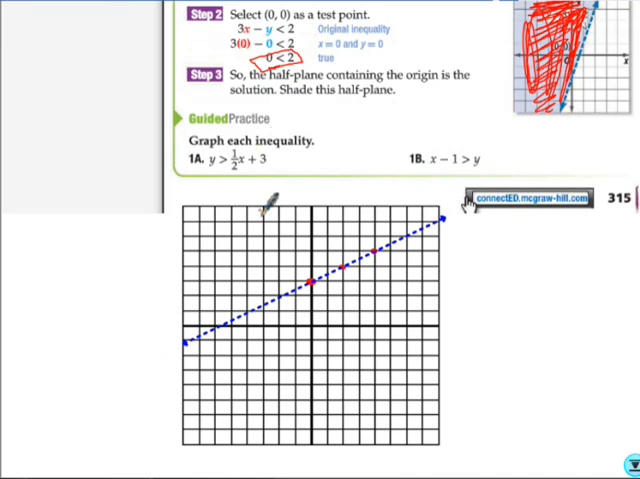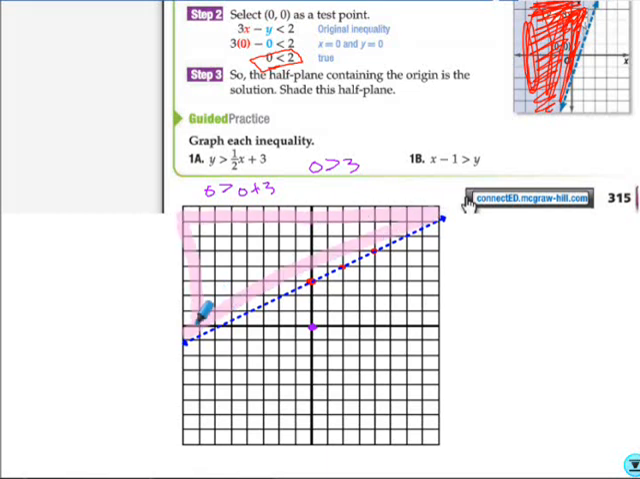Then I'm going to choose my test point right here of 0, 0. So I put 0 in. Hold on, we're thinking. 0 is greater than 1/2 times 0, which is 0, plus 3. So I have 0 is greater than 3. Well, that's not true. So that means that the side where my test point is on is not the true side. So then I shade the other side.